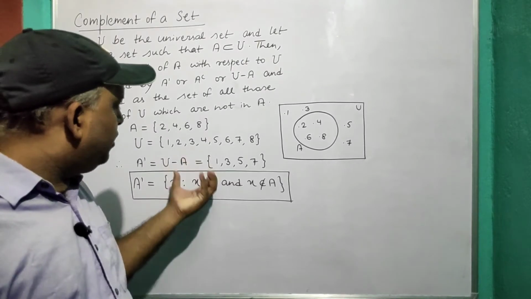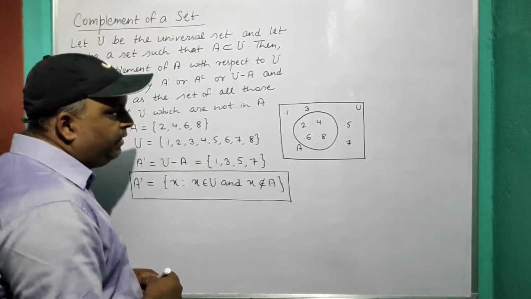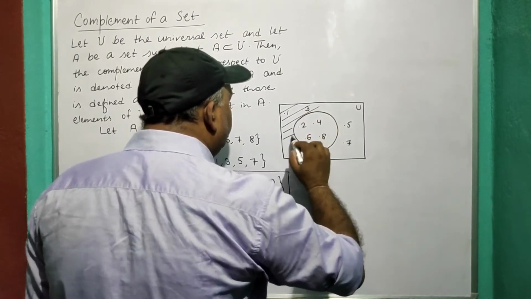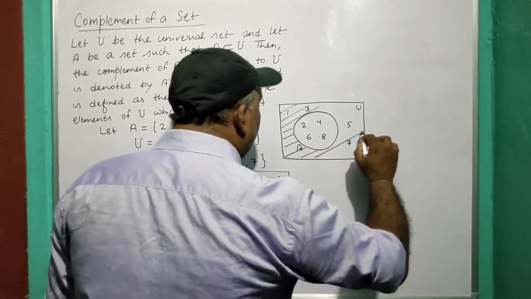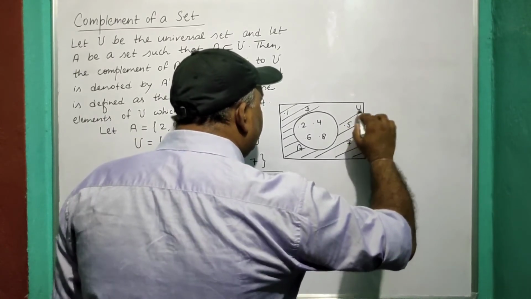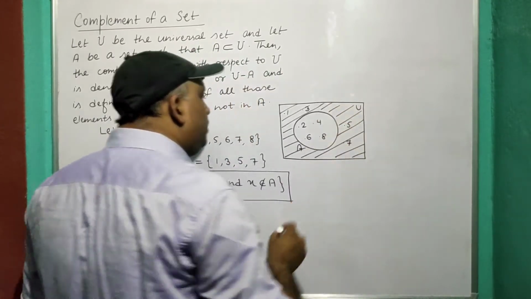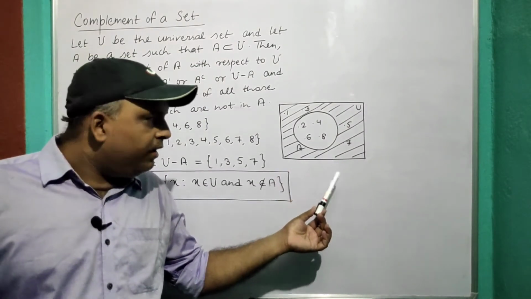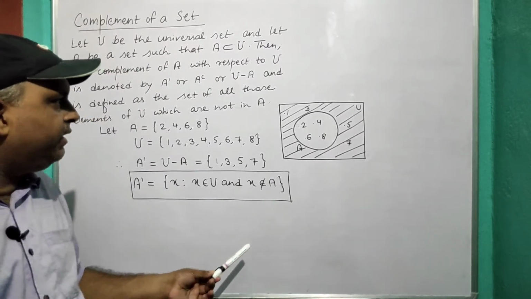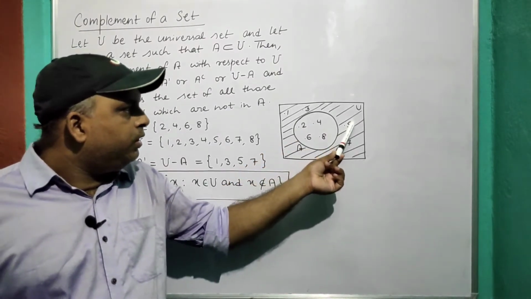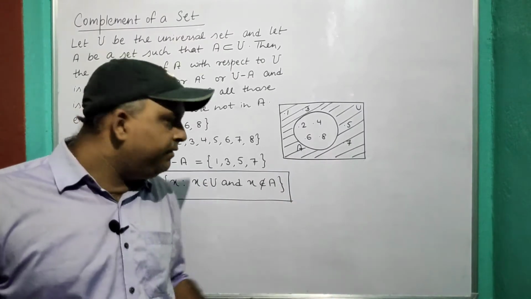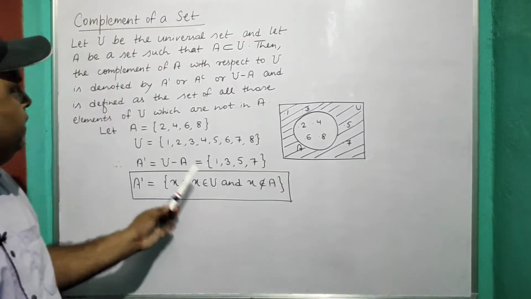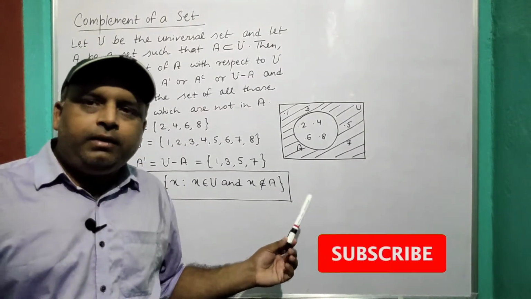Now the complement of this set A is represented by shading all these parts except A. Okay, तो A के अलावा बाकी जो भी पार्ट है उसको आप शेडिंग कर दीजिए. So you can see that this shaded part other than A represents your complement of set A, and this shaded part includes the elements 1, 3, 5, 7, and we have also obtained here 1, 3, 5, 7. So this is the representation of complement using Venn diagrams.